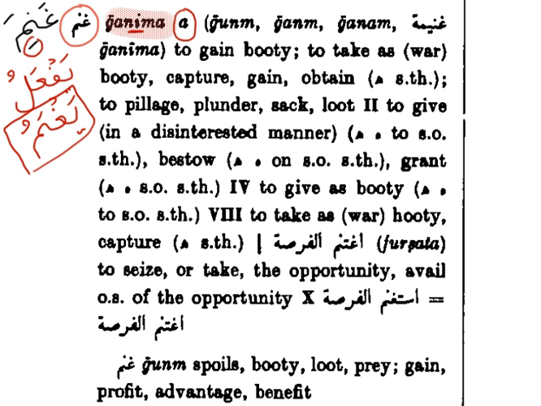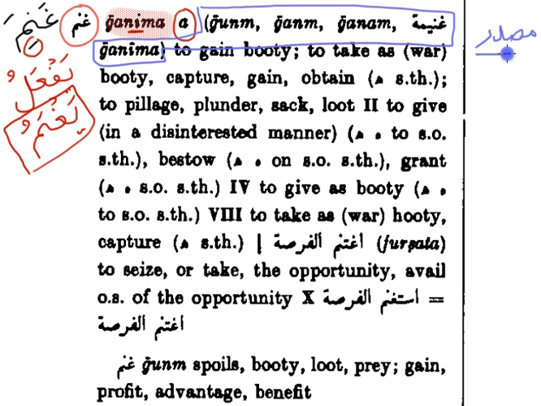Now here we have a whole string of words, and if I was just to circle these words, what they mean is these are the masdars, the root words, the masdar from this verb itself. So ghanima, yaghnamu, past and the present, and the masdar are ghunmun and ghanam and ghanmun and ghanam and ghanima.